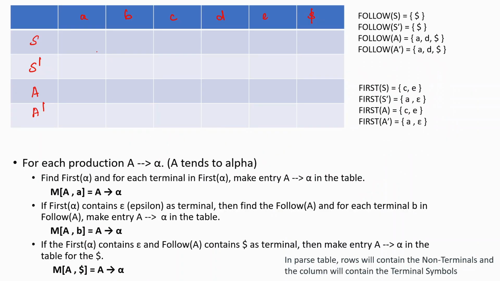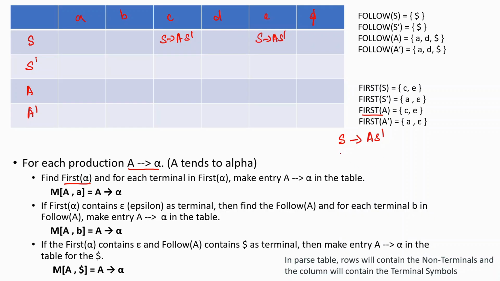And now we are going to fill up the parse table. First, we take the production S tends to A S dash. This is A tends to alpha, the production. We have to take the first of alpha, so here we take the first of A. In the first of A, you have to make the entry of this particular production. So we are going with C, making an entry here, and also in E.